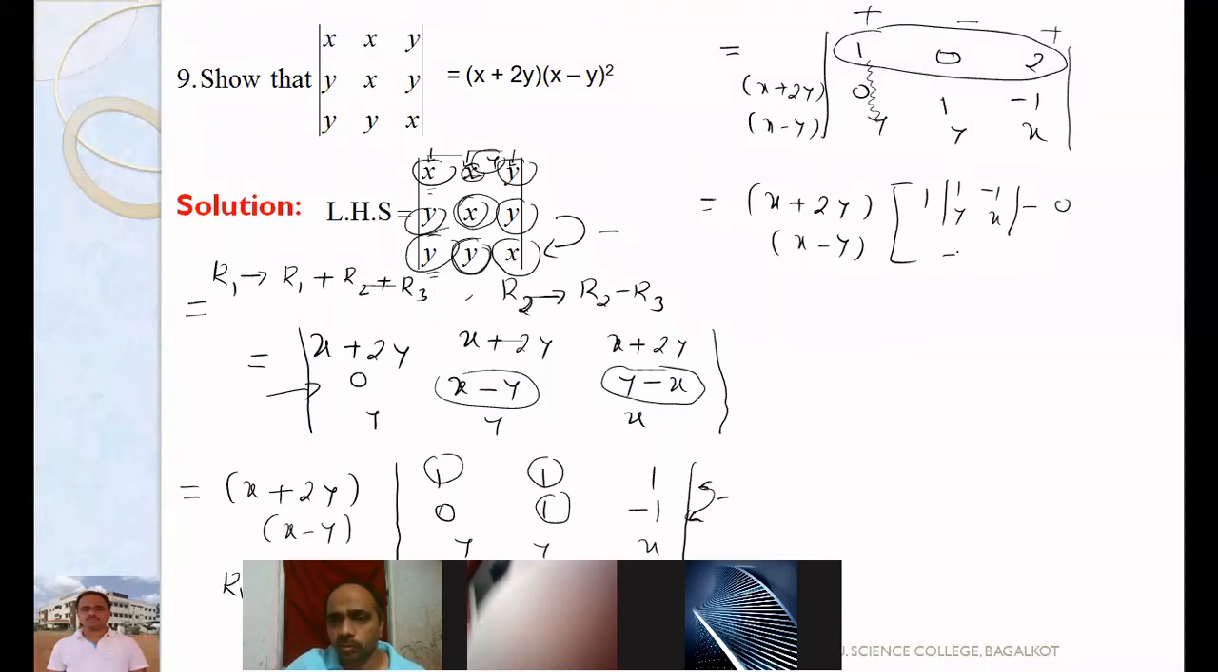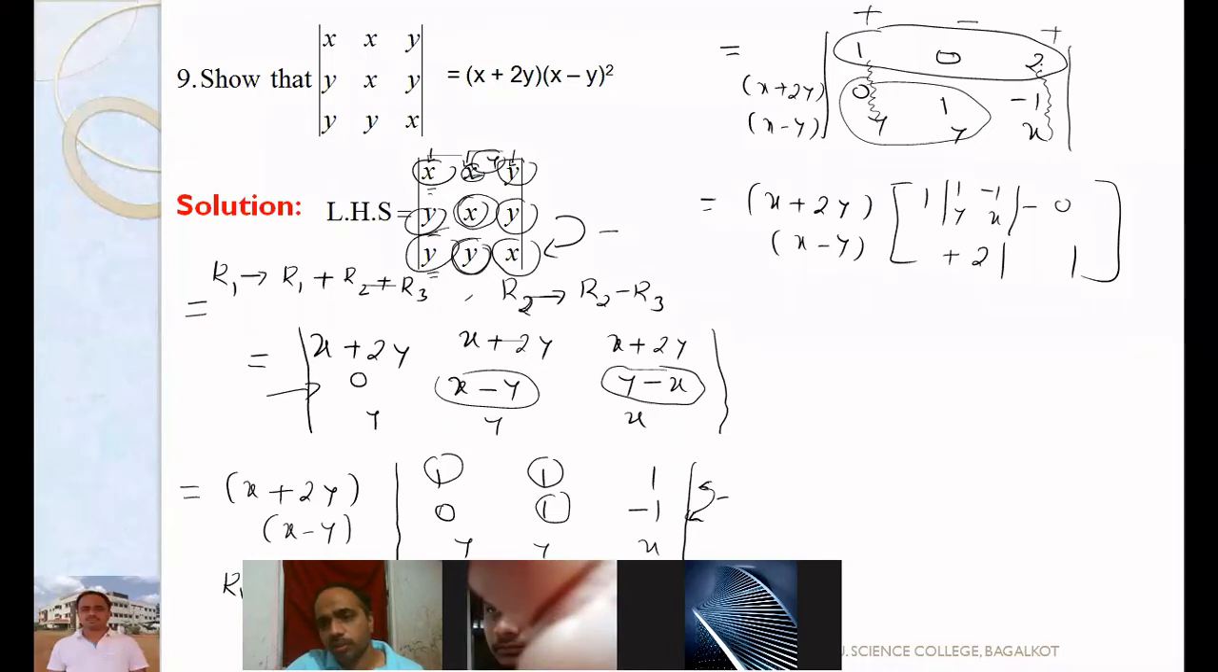And last is plus 2 into, again write the minor. What will be the minor? For 2, delete the first row and third column. So what do I get? I get these 4 numbers. Because I want the minor of 2, delete the row and column that contains 2. So I get 0, 1, y, 0, 1, y. So that gives x plus 2y into x minus y. That's what I get here.